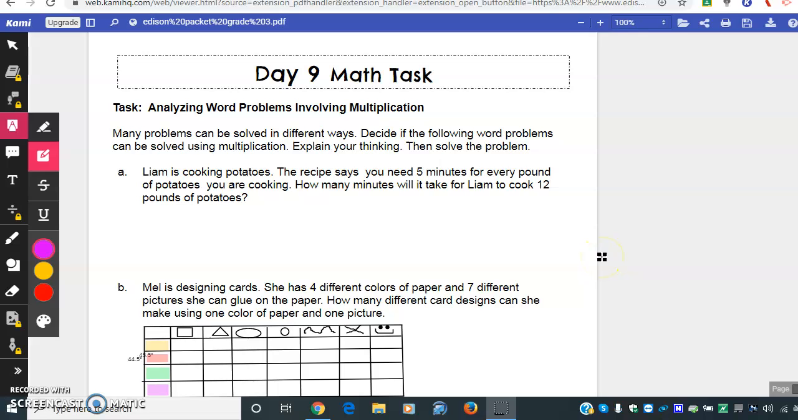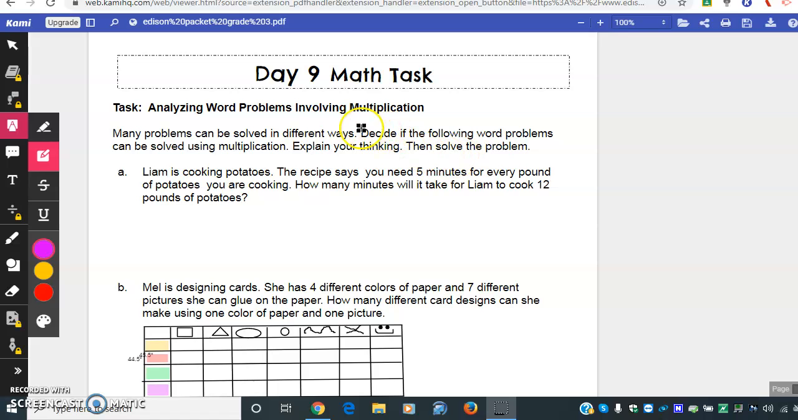All right, everybody, we're doing the Day 9 math task from the Learning Packet. And today's task is analyzing word problems involving multiplication. The directions say that many problems can be solved in different ways. Decide if the following word problems can be solved using multiplication. Explain your thinking, then solve the problem.